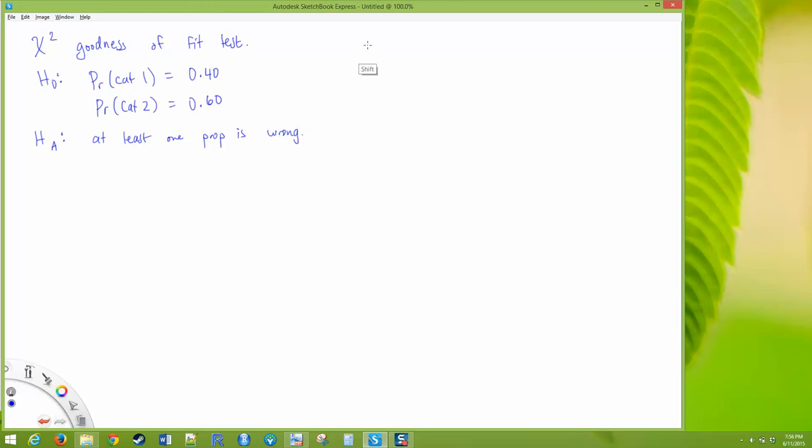Okay. Textually, we would write the proportions, the population has the following proportions.